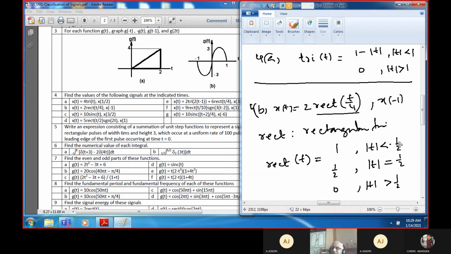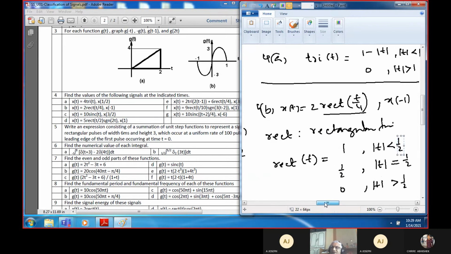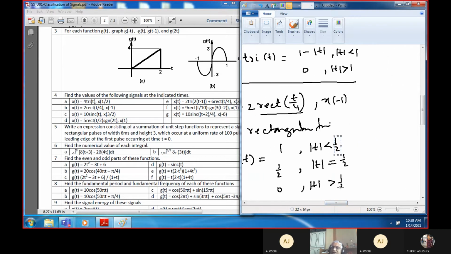So we will take this like this only, is equal to half. Let us plot this thing first, and then we can have a slightly different definition also. That is why in the book it is given slightly differently. And here it is for mod t greater than half, this is equal to 0. So 1, half and 0.